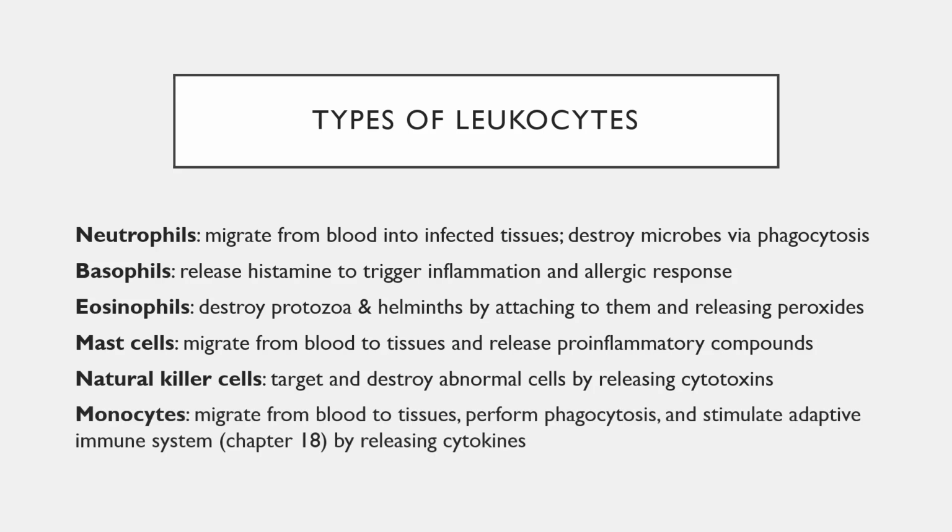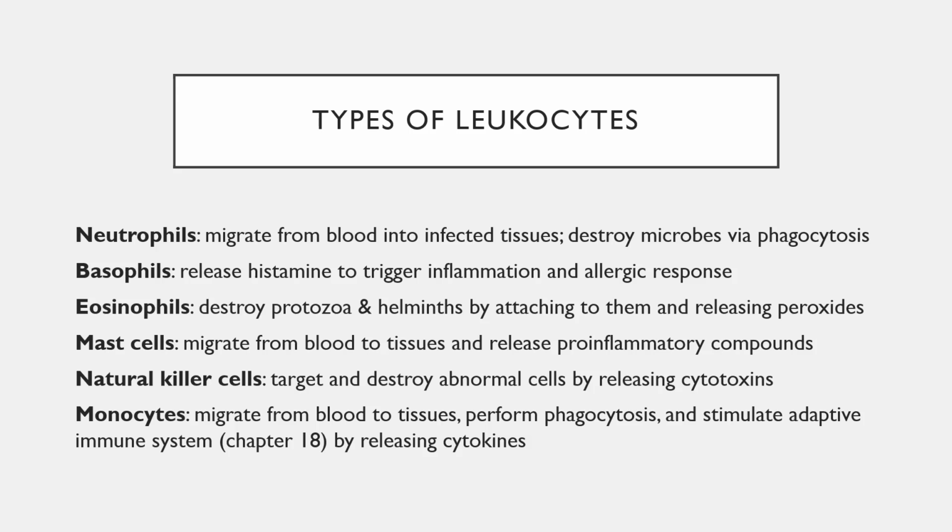Monocytes are the last category of leukocytes involved in the innate immune system, and these migrate from the bloodstream to tissues where they perform phagocytosis, and they stimulate the adaptive immune system response, which again we'll talk about later in Chapter 18, by releasing those special signaling molecules called cytokines.